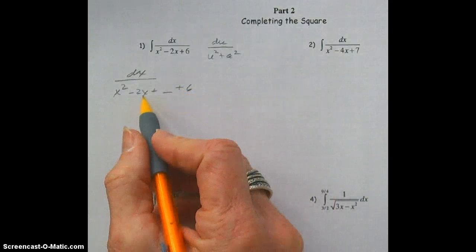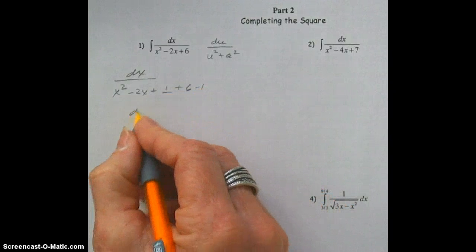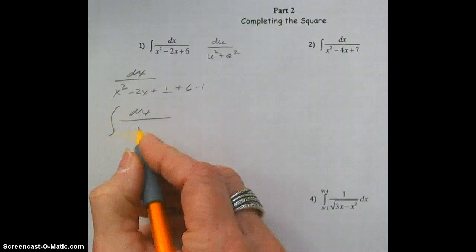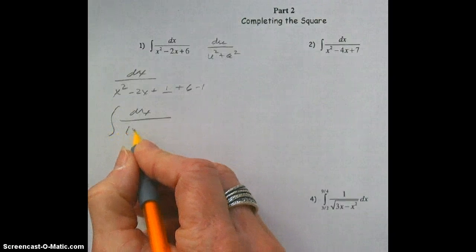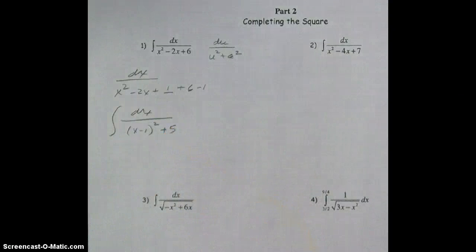Half of 2 is 1, squared I get a 1. Remember, we'll do a minus 1. So I get a dx. Let's complete the square. x minus 1 quantity squared plus 5.